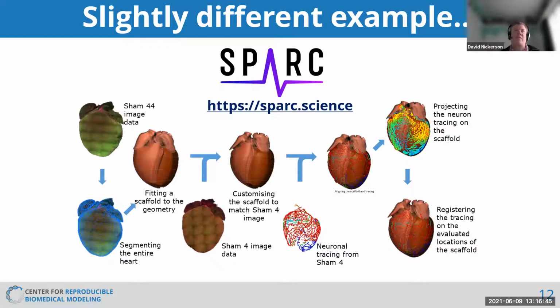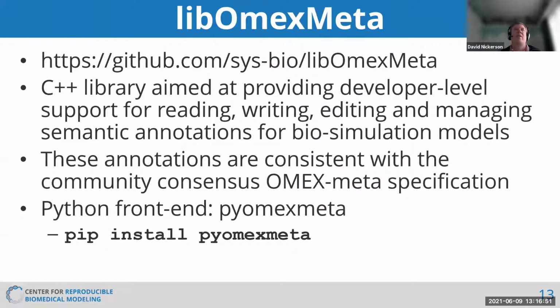So this is great, and this is really useful, but how do we make this happen, right? And this is really where libOmexMeta comes in. So again, there's the GitHub site for those that are interested. And essentially, this is a C++ library, and it's aimed not primarily at the researchers or at the scientists doing the modeling directly, but more at the people who are creating tools that the modelers use, or anyone uses when they want to access models. So it's really providing the sort of developer level support for reading, writing, editing, and managing these semantic annotations.